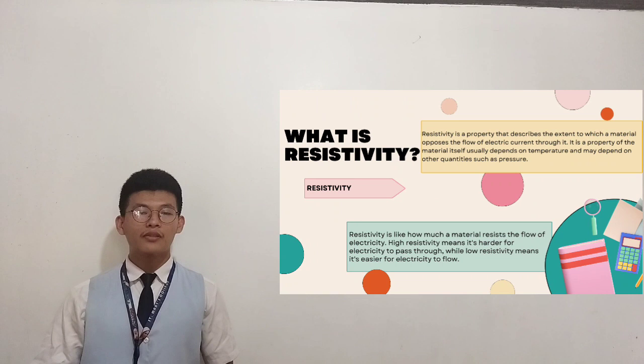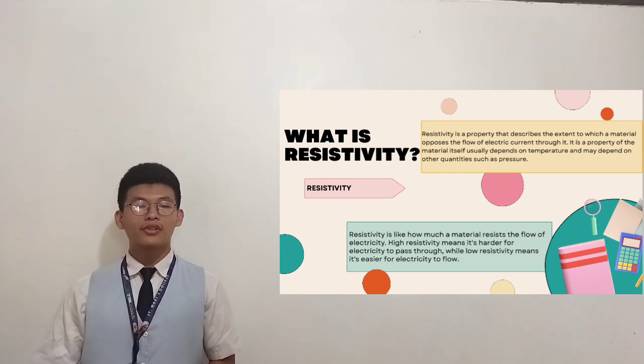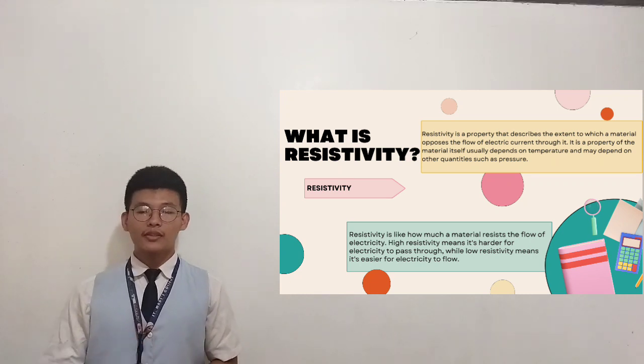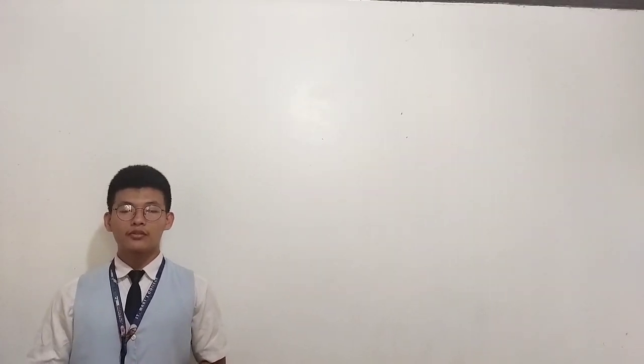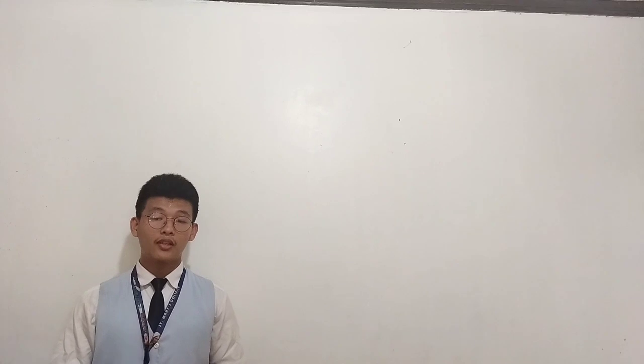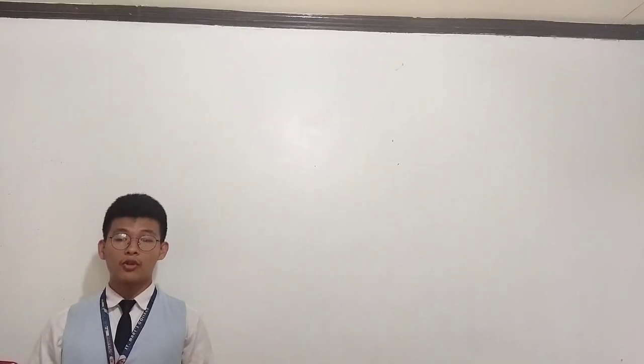What is resistivity? Resistivity is a property that describes the extent to which a material opposes the flow of electric current through it. It is a fundamental electrical property that quantifies how much a material resists the flow of electric current. Essentially, it measures the difficulty electrons face when trying to move through a material. The higher the resistivity of a material, the more it opposes the current flow. Conversely, lower resistivity means easier flow of electric current.